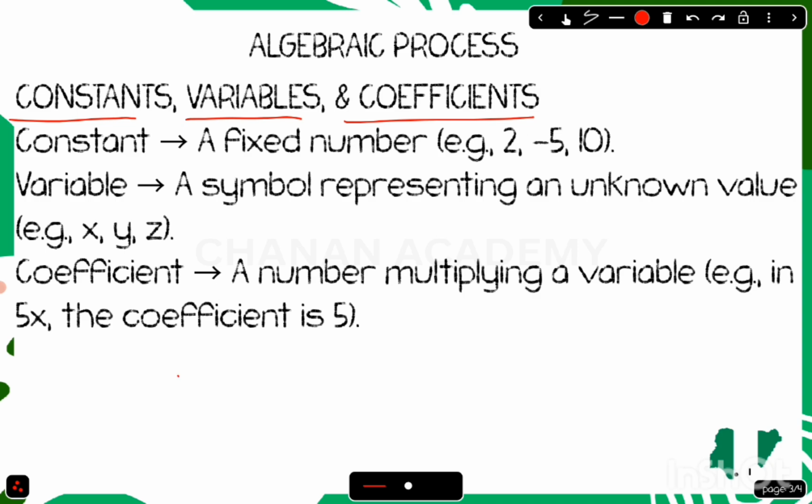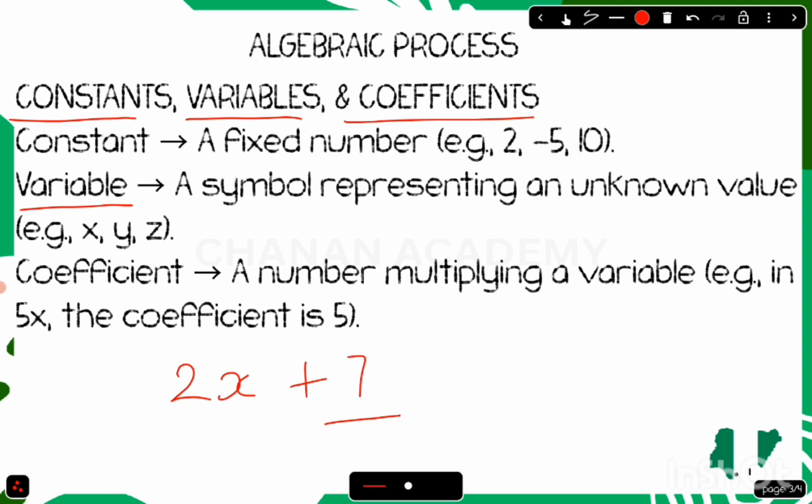Let me give us a basic algebra expression. So we have 2x plus 7. Now in this algebra expression, we have 2x plus 7. So the constant here is the 7. It doesn't change. It's a constant. So that's a constant. It's a fixed number. It cannot change.